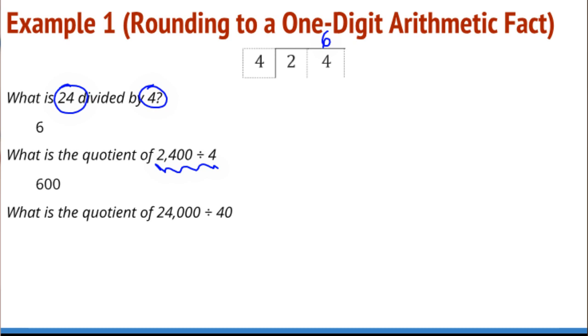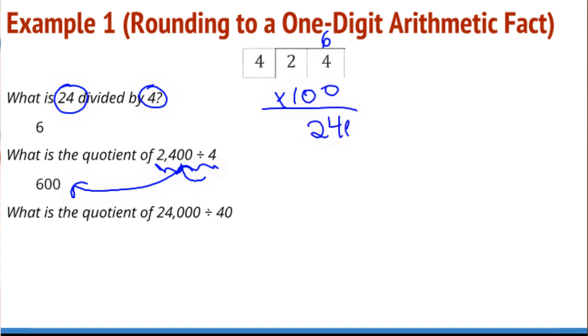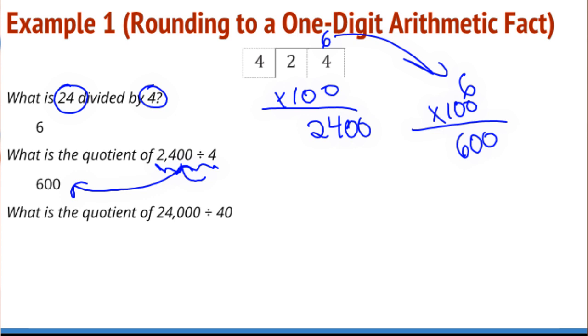So I multiplied my 24 by 100, and my quotient also got multiplied by 100. So I took the 24, multiplied it times 100, and got 2,400. And my quotient, 6 times 100, became 600.